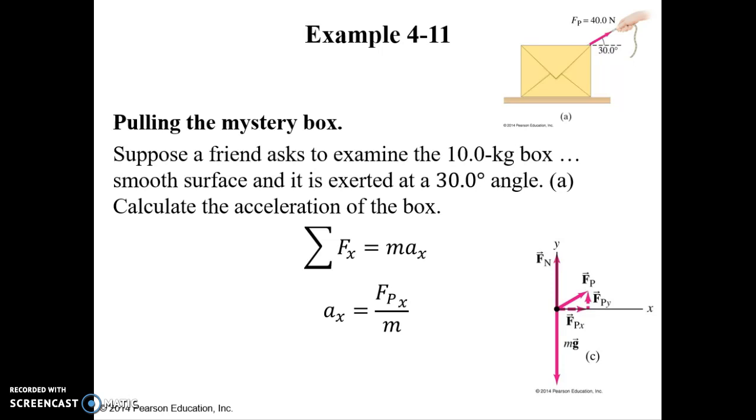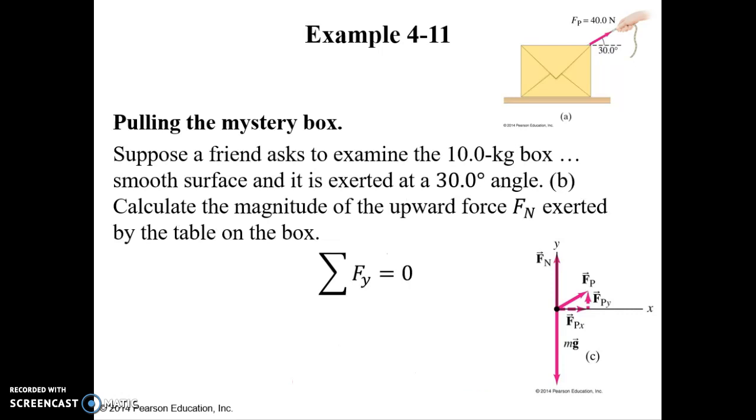Rearrange the equation to solve for acceleration. Fpx can be rewritten as Fp cosine 30 because we know the value of Fp. Plug and chug, and we get 3.46 meters per second squared.